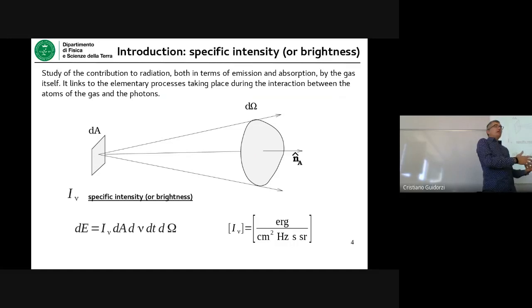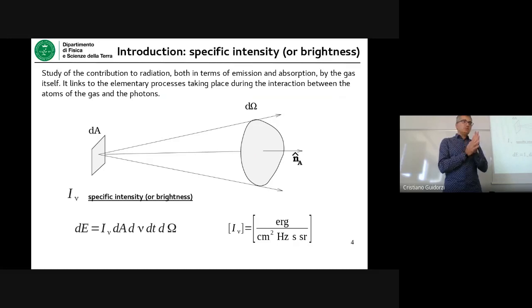So as a matter of fact, when some radiation field crosses some region which is filled up with gas, with matter in general, you expect some kind of interaction, some kind of modification of the radiation field due to the matter itself. So essentially, radiative transfer deals exactly with this kind of problem. Study how the radiation field is affected by matter. So how radiation is transferred throughout some medium. Okay.